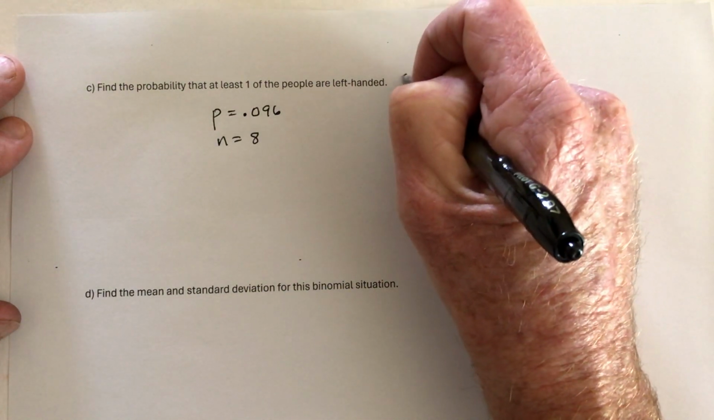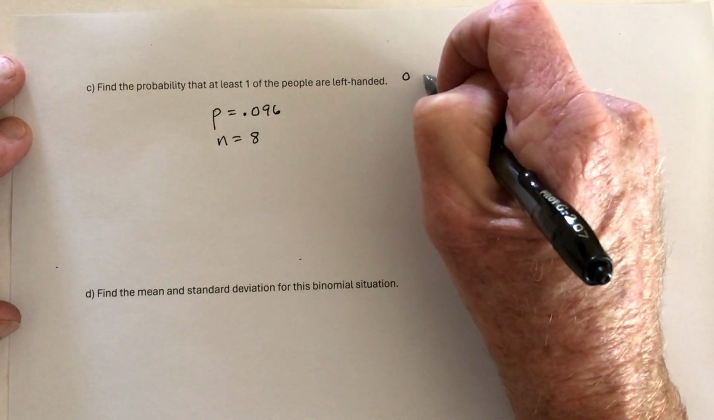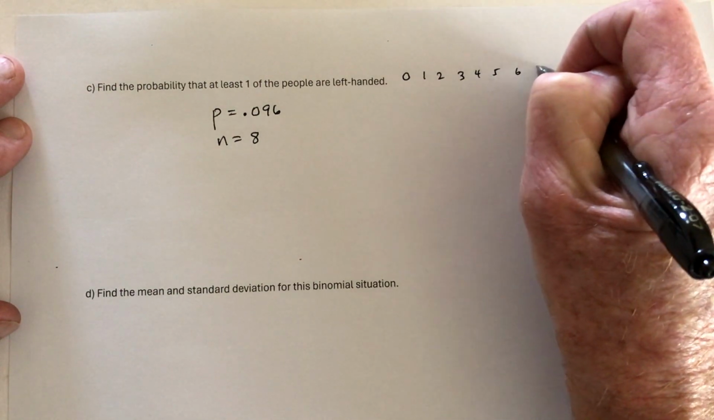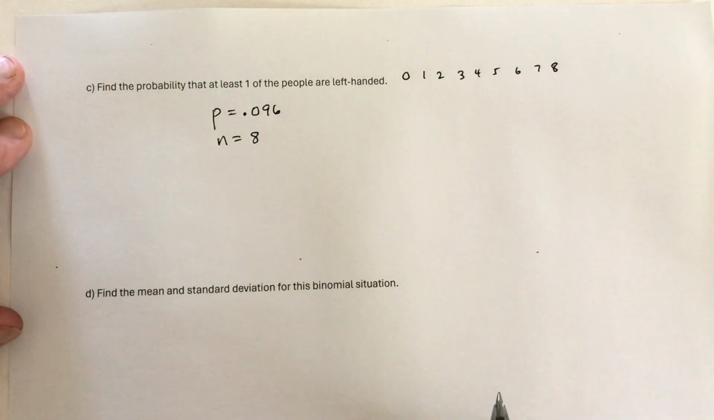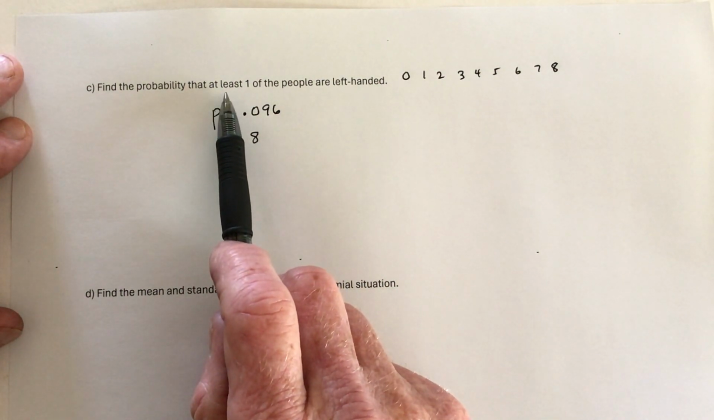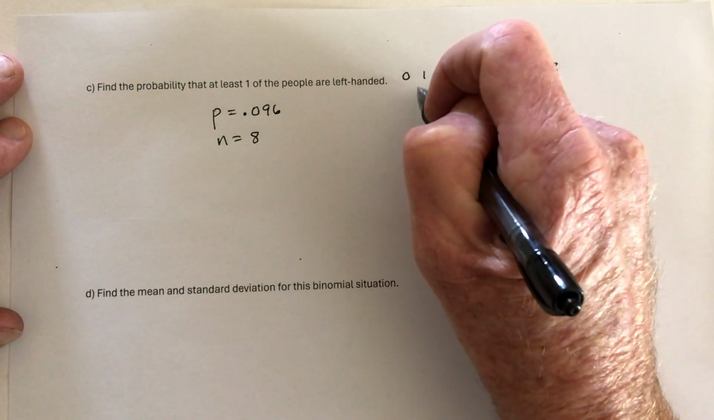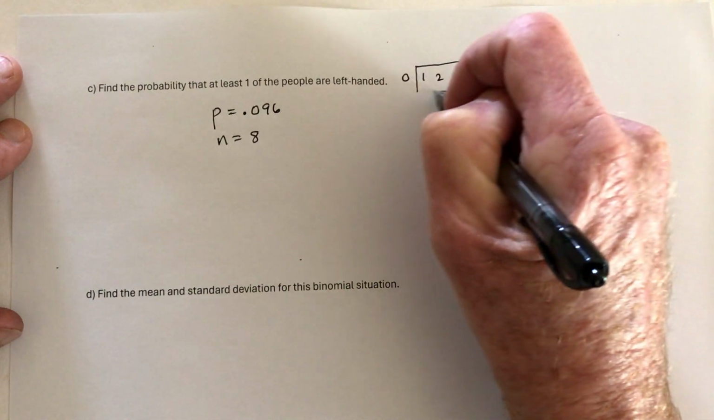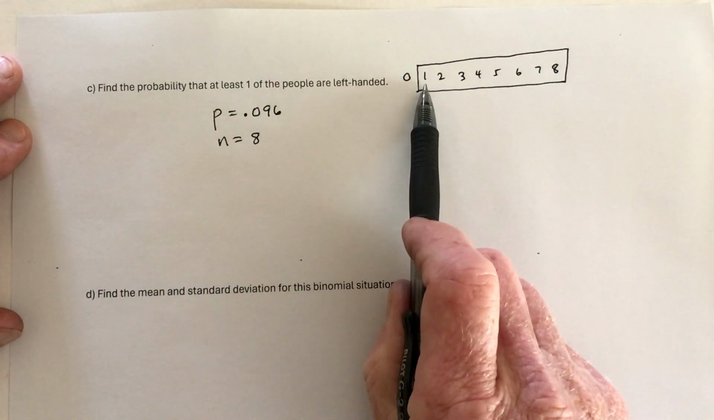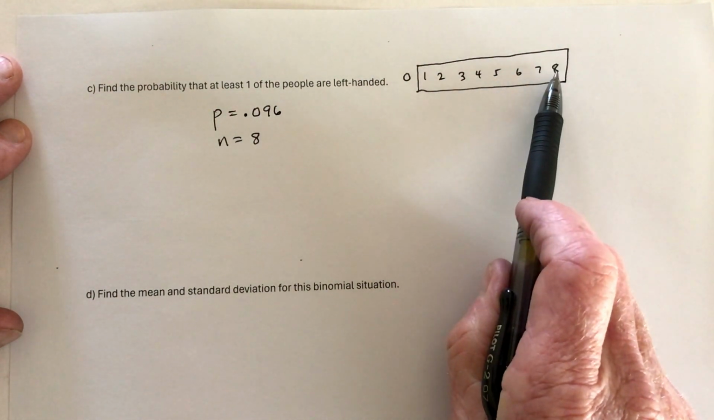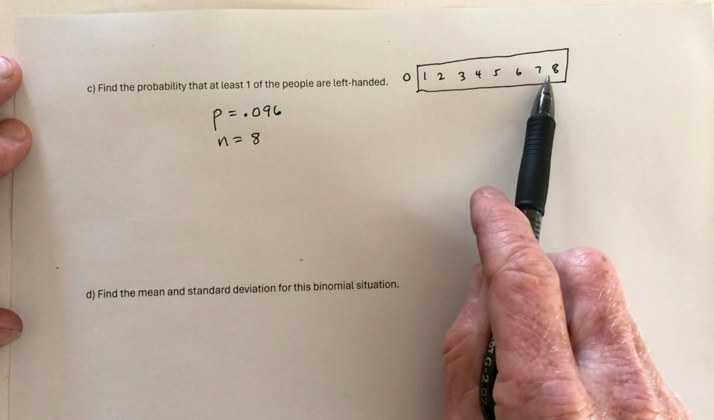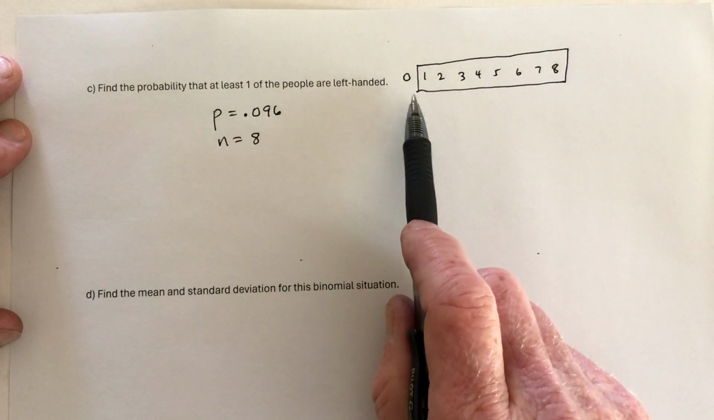So like I said just a moment ago, it could be none of them are left-handed, or 1, or 2, or 3, or 4, 5, 6, 7, or maybe all 8 people are left-handed. And with at least one, that means start at 1 and do the binomial formula for all of these, and then add up all of those 8 decimals. Well, that would take a lot of work. So there is a faster way to do it.